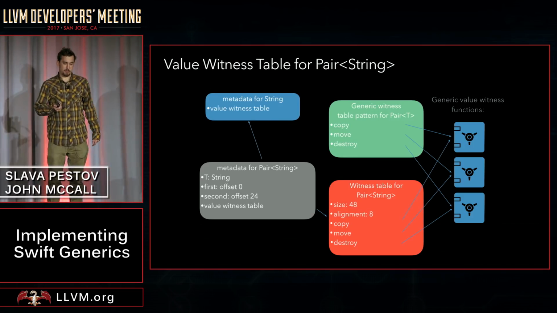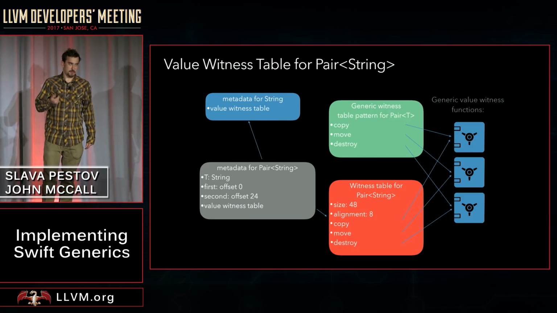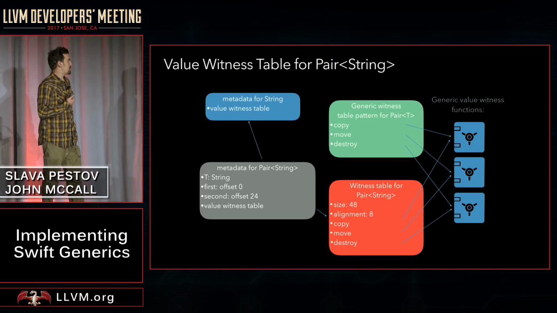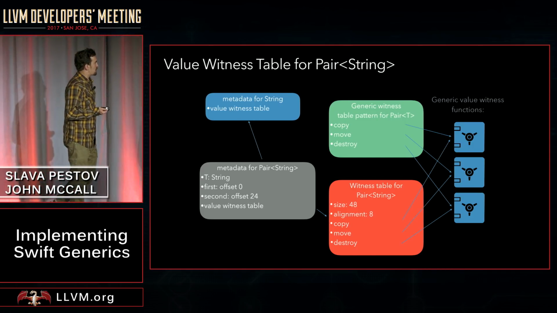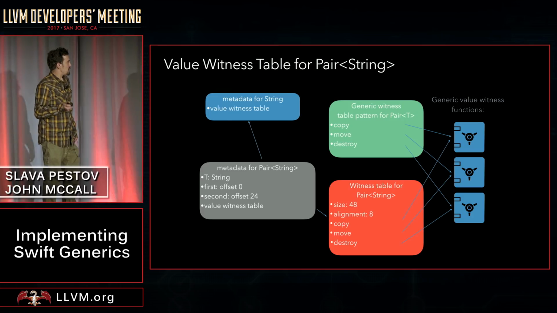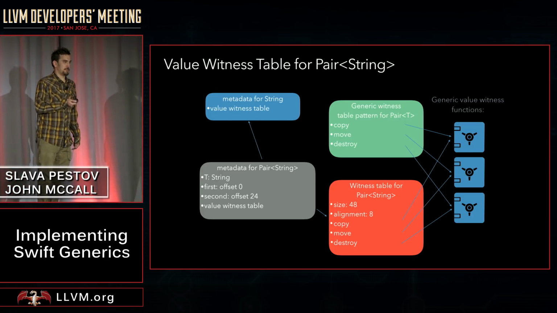So if I want to work with a pair of strings, for example, string is a 24-byte type in Swift, so a pair of strings is 48 bytes. And when I copy a pair of strings, I'm going to use the copy function for string once per field.